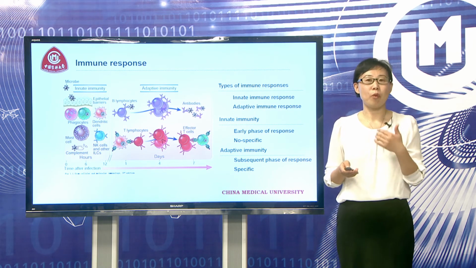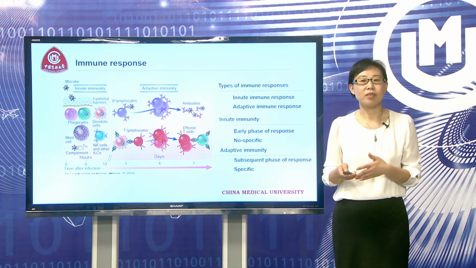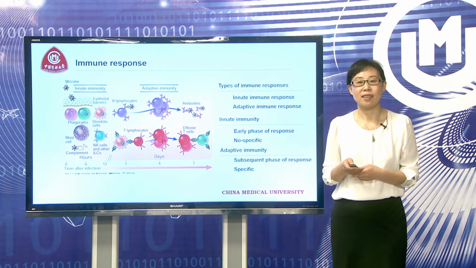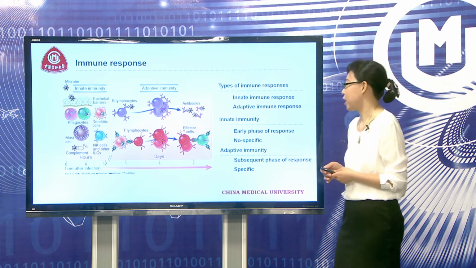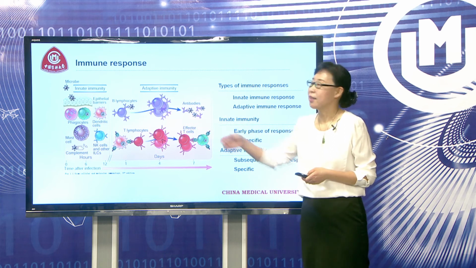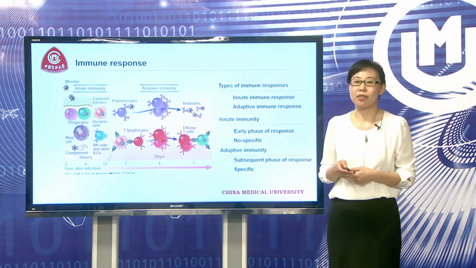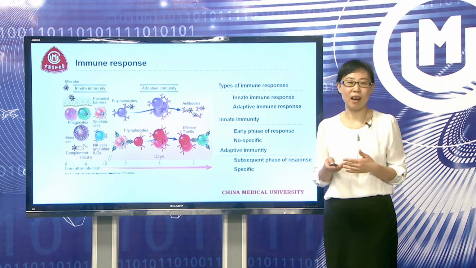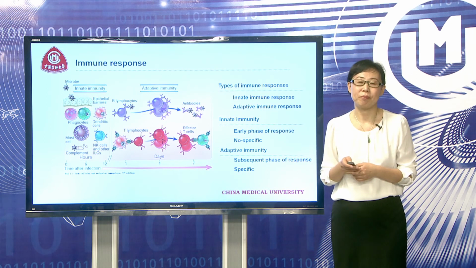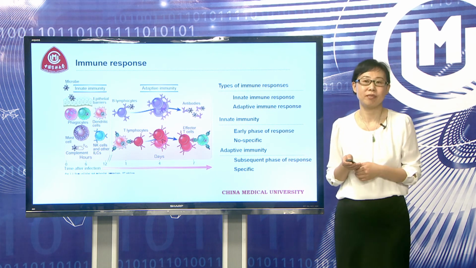When the pathogens invade into our body, usually innate immunity will respond quickly. They form the first line of defense. There are a lot of cells, such as the NK cells, dendritic cells, neutrophils, and macrophages, as well as some effector molecules, such as the complement and cytokines. They are involved in the stage of the innate immunity. It usually occurs within the first hours and days after infection.